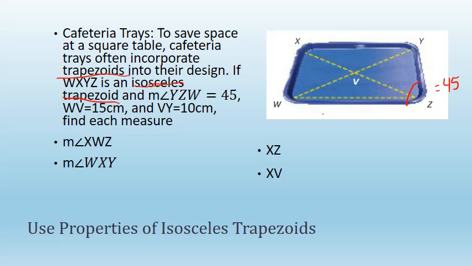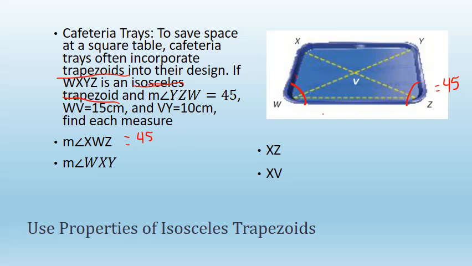And we're asked to find the measure of XWZ, so we want to find that measure right there. So what do we know about an isosceles trapezoid? Well, we know that each pair of base angles is congruent. That would mean that this is going to have to equal 45.